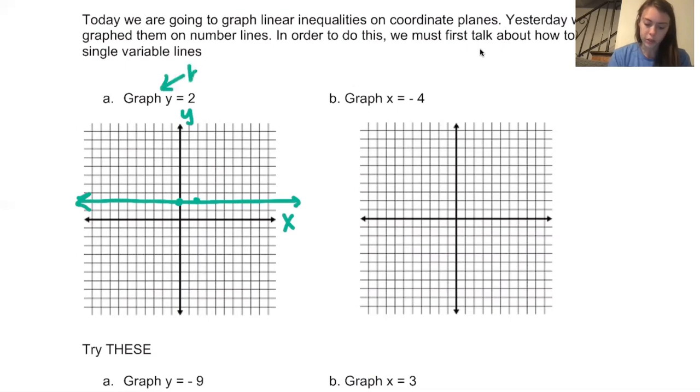Y is always going to be a horizontal line. So all you have to do is find where 2 is on the y-axis and then draw a horizontal line through that point right there. So that's all I have to do.